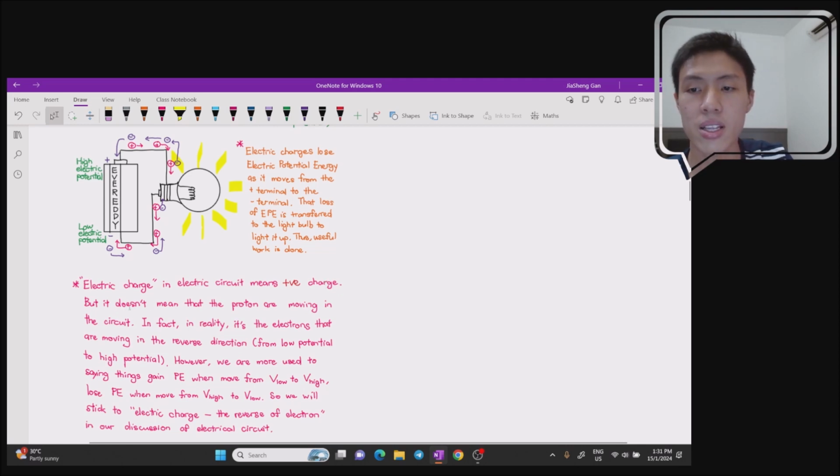Okay, but that doesn't mean that the protons are moving in the circuit. In fact, in reality, it's the electrons that are moving in the reverse direction, from low potential to high potential. Okay, what does it mean?